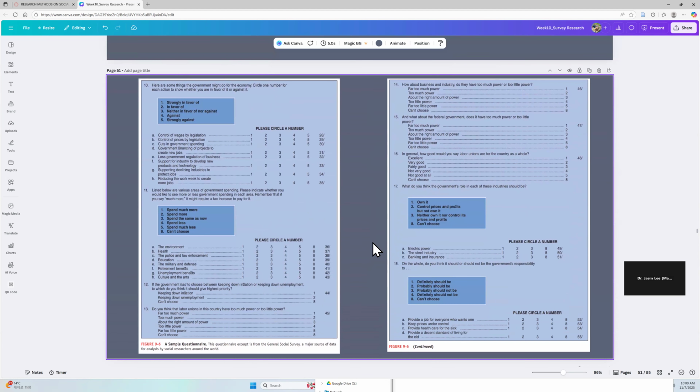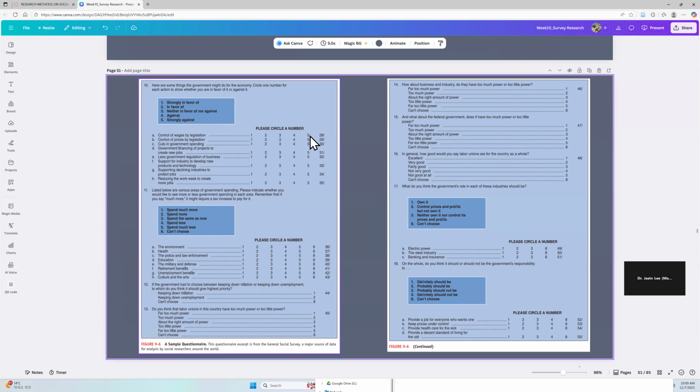All right, so this is an example question. Here are some things that government might do for the economy. Circle one number for each action to show whether you are in favor of it or against it. This is from the General Social Survey, a very large dataset in the United States. Number one means strongly in favor of. Number three is neither in favor of nor against, which is very normal.